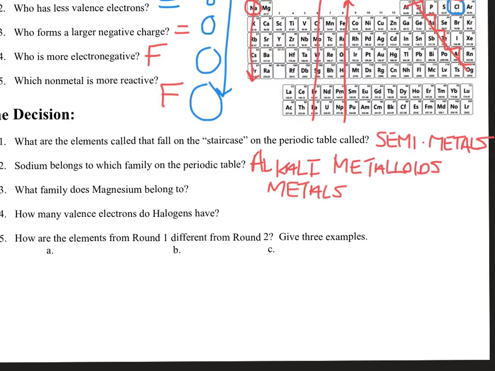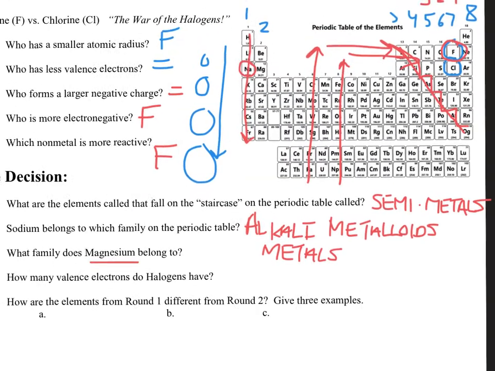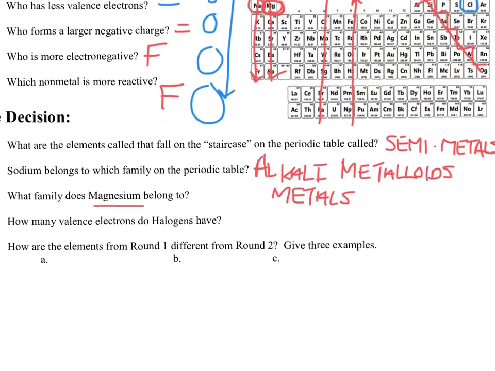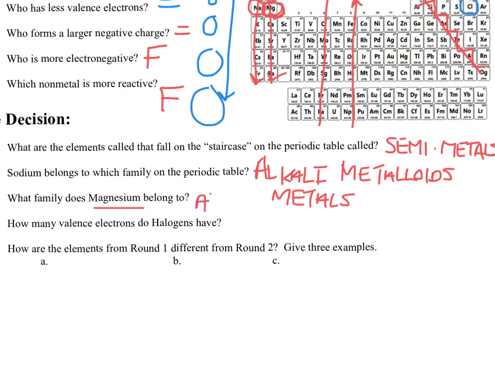Speaking of that, the next question is, what family does magnesium belong to? Magnesium is in group 2. Group 2 on the periodic table all have similar properties, and they're called the alkaline earth metals. So that is a good piece of information to know. The reason we like to call families by name is because they usually act pretty similar with their chemical reactivity and have similar properties.